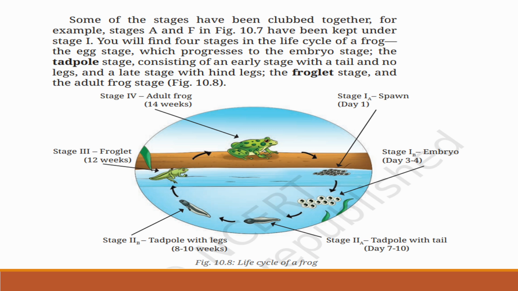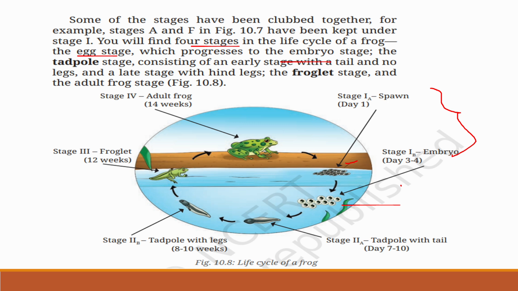You will find 4 stages in the life cycle of a frog. The egg stage, which progresses to the embryo stage. See this figure. First stage is egg stage. See here, 2 stages are clubbed. Stage 1A, spawn, day 1. Then stage 1B, embryo, day 3 to 4. These 2 stages are clubbed together. So this is the egg stage.